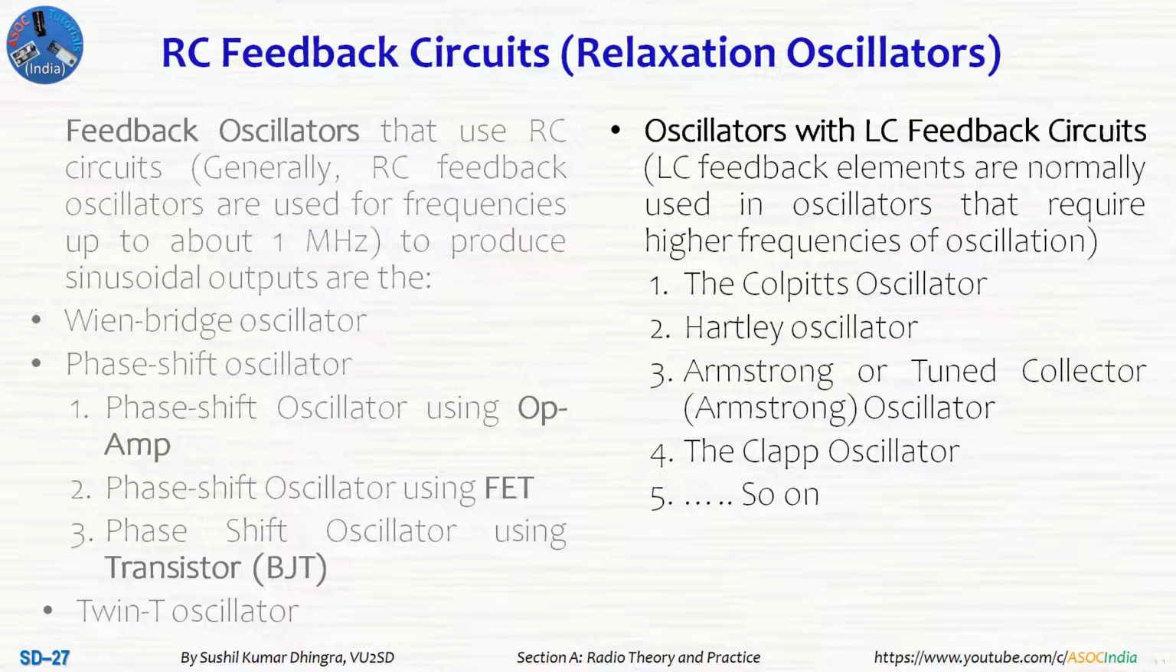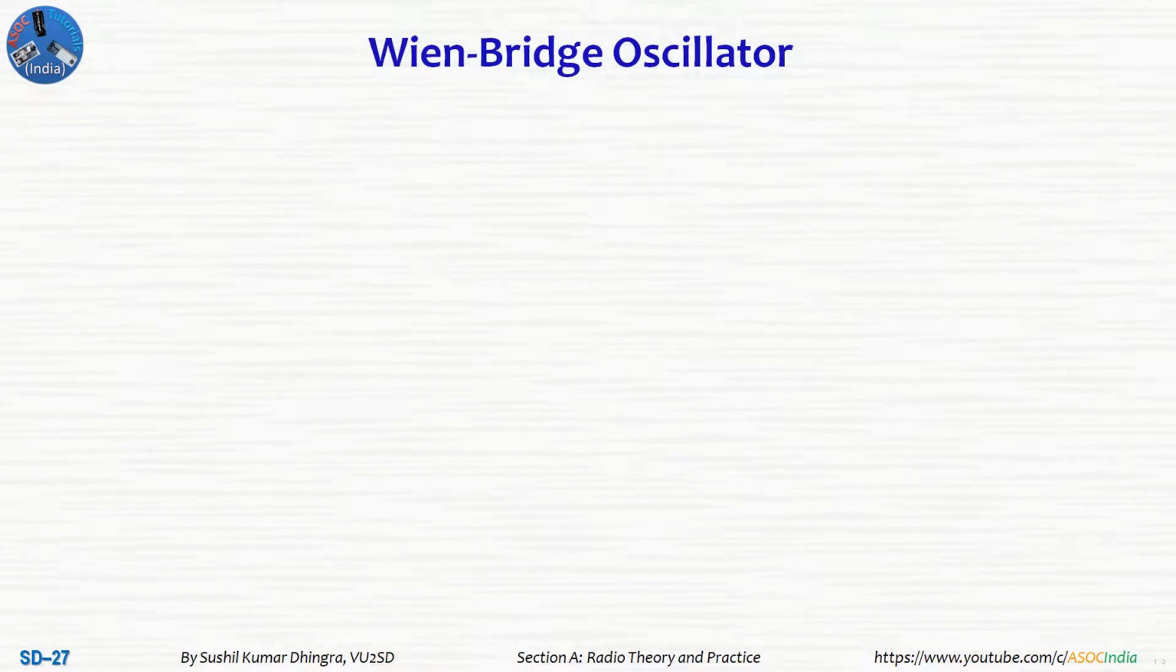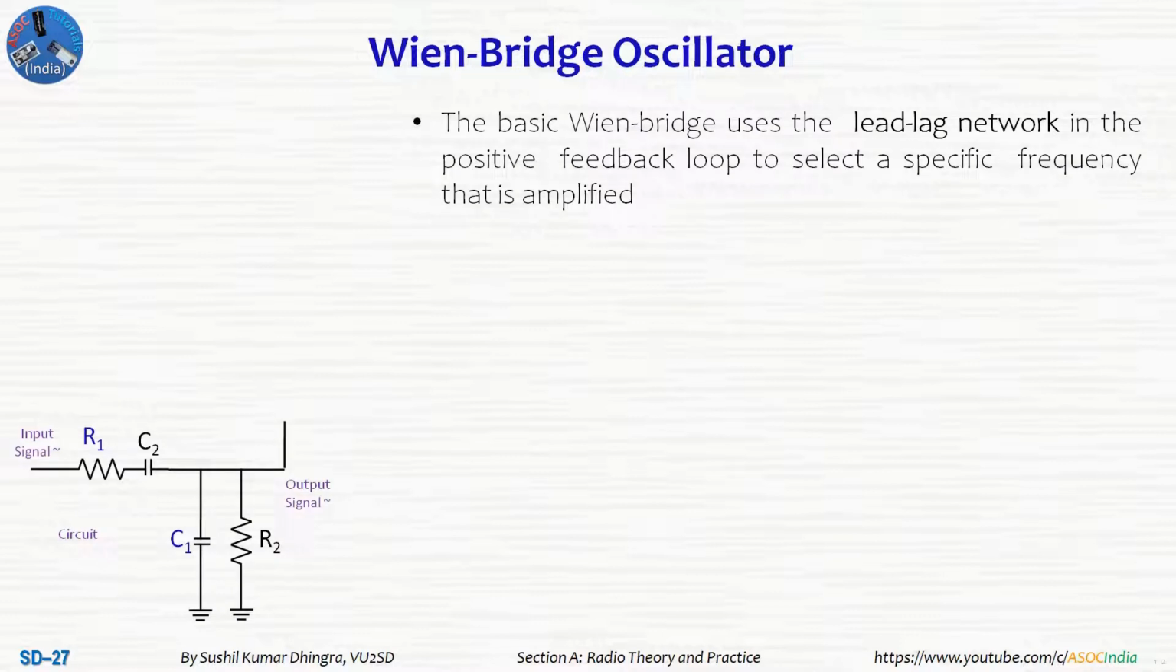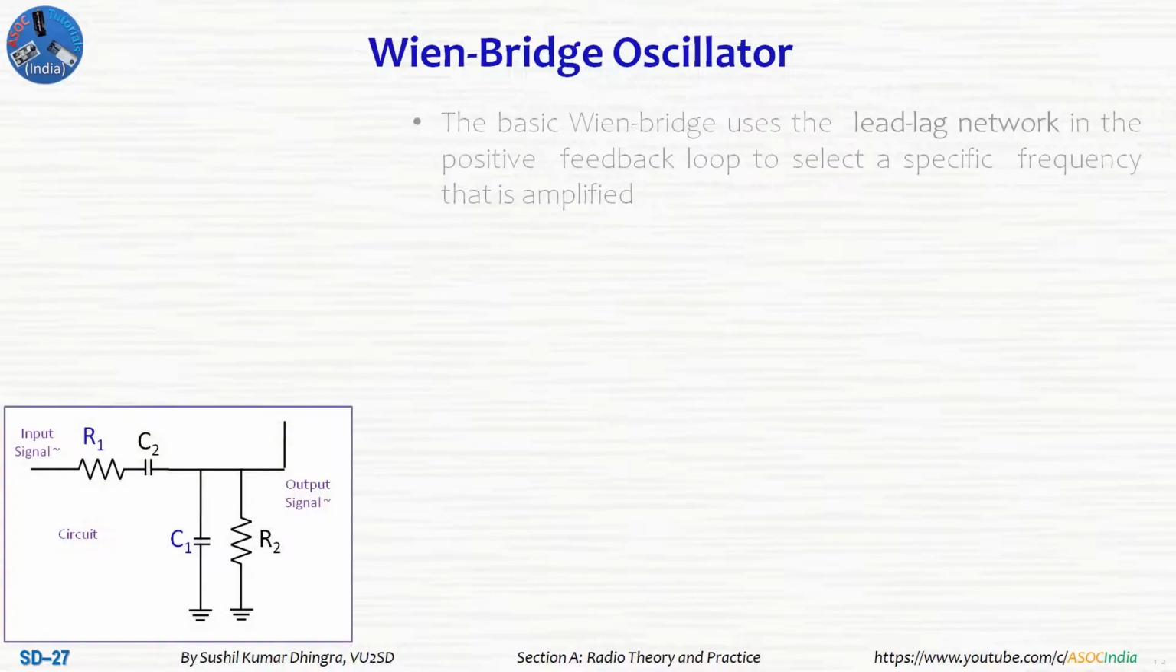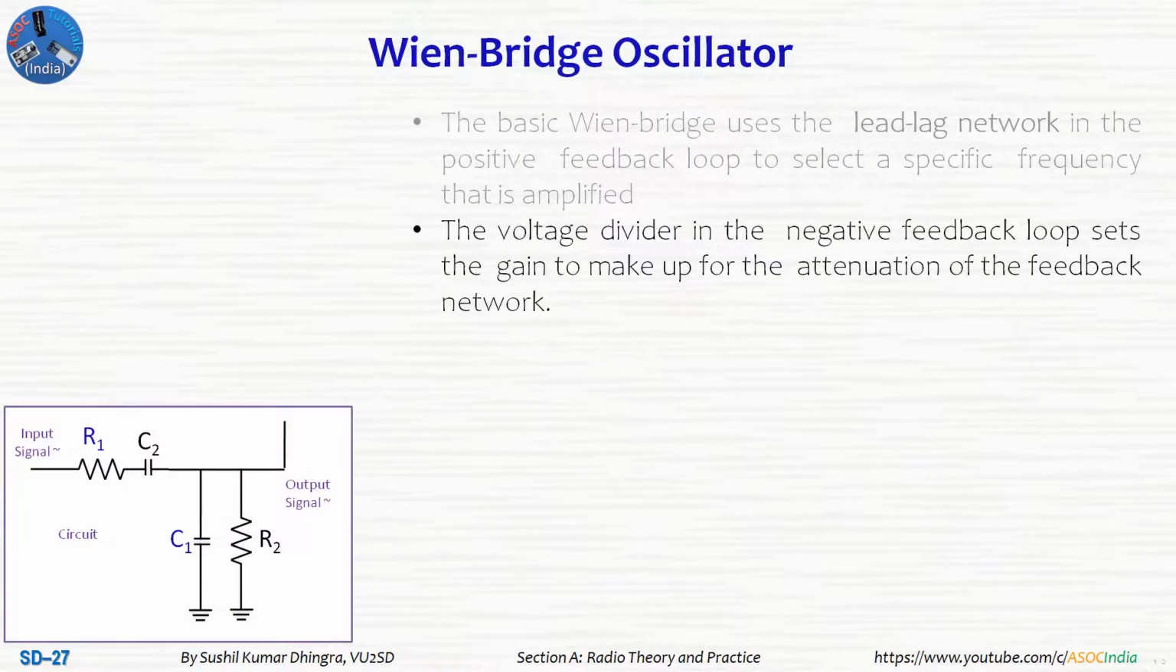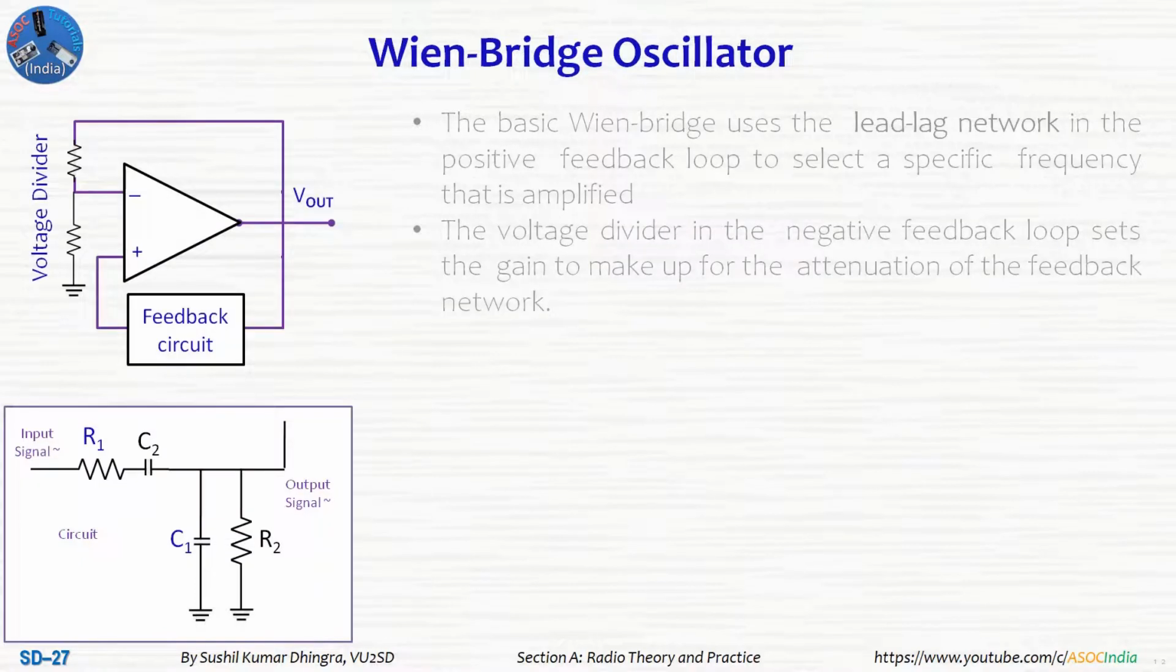So, continuing on my topic, first I am going to cover the Wien bridge oscillator. The basic Wien bridge uses the lead-lag network in the positive feedback loop to select a specific desired frequency that is amplified. I already explained this in the previous slide. The voltage divider in the negative feedback loop sets the gain to make up the attenuation of the feedback network, like amplifier class A, B, AB and C, if you remember.